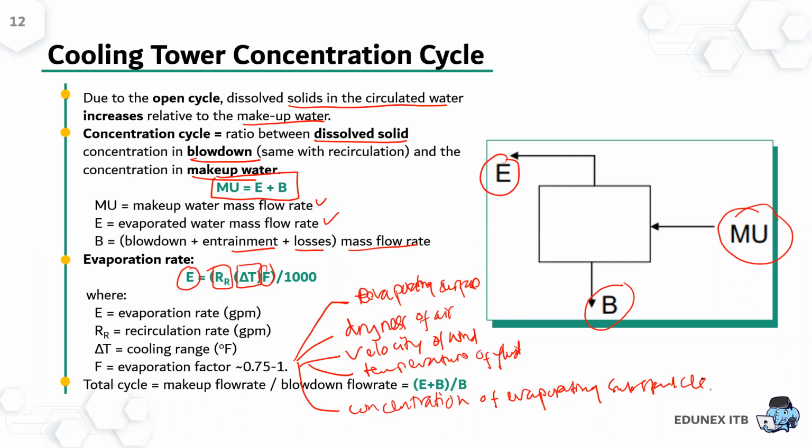Okay, so these five parameters commonly affect the evaporation factor. And lastly, the total cycle can be calculated using makeup flow rate divided by the blowdown flow rate. As we get from the generic formula, in the first part here, M_u, the makeup water, is equal to the evaporated water plus the blowdown mass flow rate. So we can use this formula to calculate the total cycle. This is M_u divided by B, where M_u is E plus B.